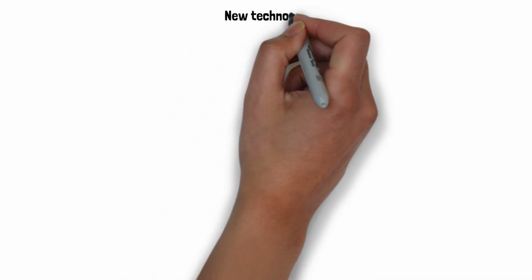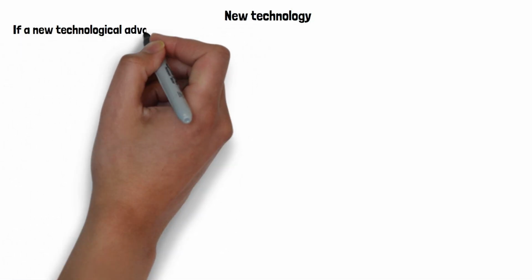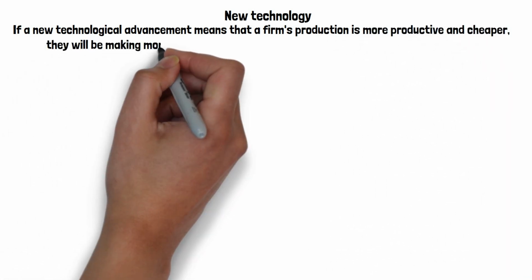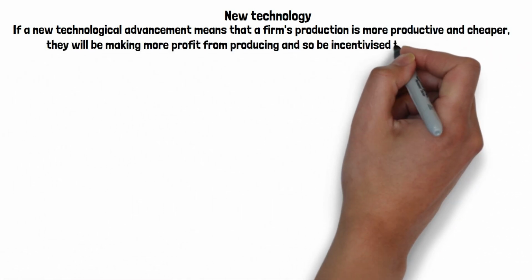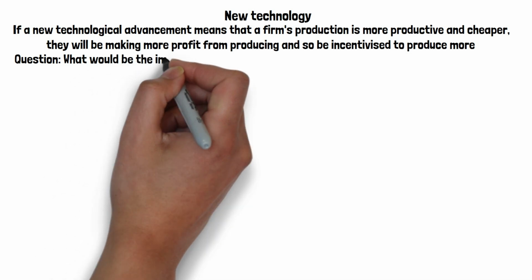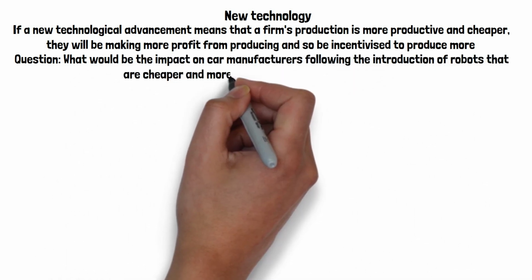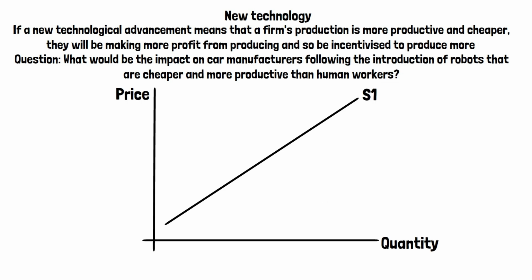Lastly, we can move on to new technology. If a new technological advancement means that a firm's production is more productive and cheaper, they will be making more profit from producing, and so be incentivized to produce more. A question could be, what would the impact on car manufacturers be following the introduction of robots that are cheaper and more productive than human workers? Pause the video and give it a go.